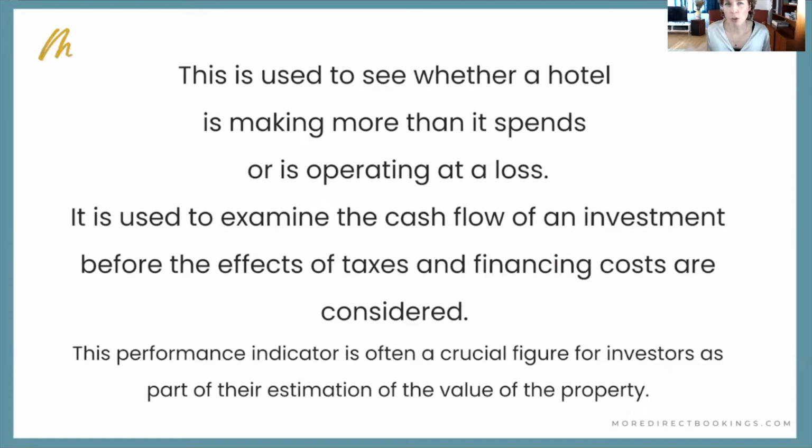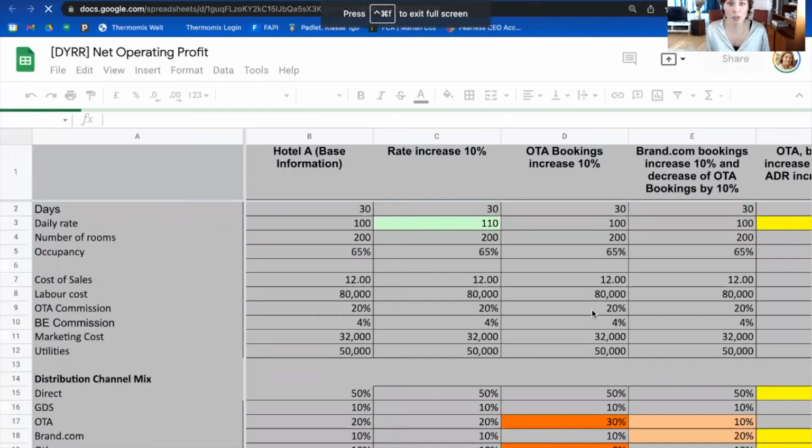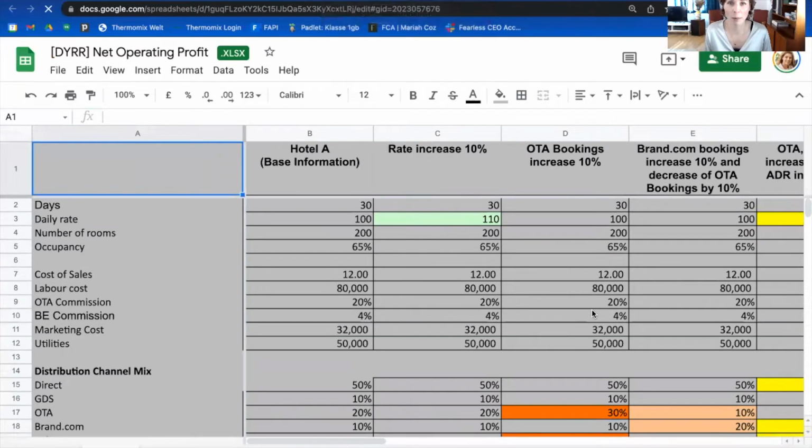It is also a crucial figure for the investors if you would like to see the value or estimate the value of your property. So you would like to buy something, eventually you would like to sell something. So the net operating profit is also a very good indicator for us to make the decision if it's worth it or not. So let me just go into the Excel sheet and I'm going to share what I have for you. We will be playing, as I mentioned, at different scenarios and comparing the scenarios between each other.